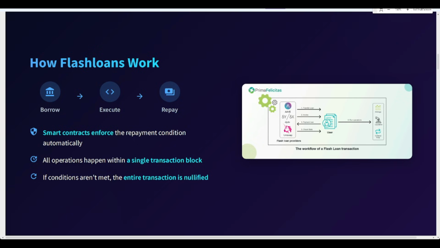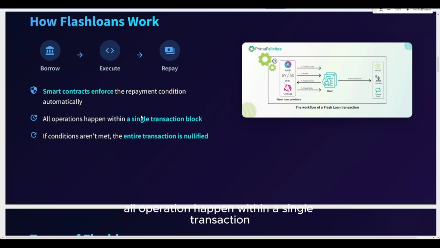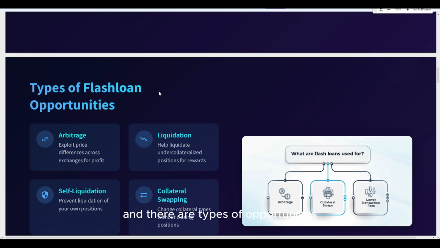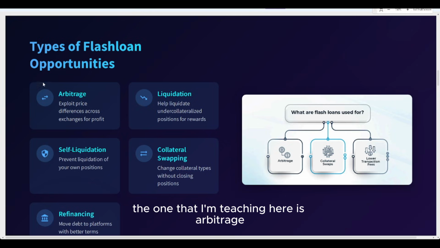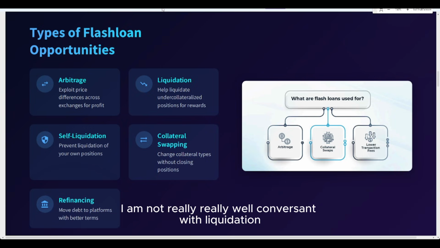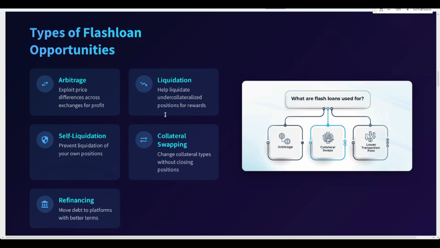All operations happen within a single transaction, and there are types of opportunities you can use flash loans for. The one that I'm teaching here is arbitrage. I am not really well conversant with liquidation, collateral swapping, self liquidation, or refinancing.